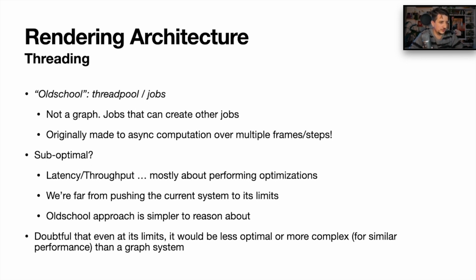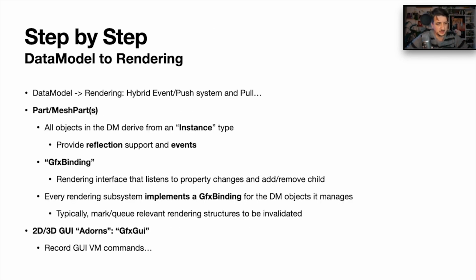Now, there is some discussion on whether or not this architecture is maybe suboptimal. There are some theoretical advantages of a job graph. But in the end, I think that this old school arrangement is simpler to reason about, simpler to work with, and it will serve us for still a very long time. We're very far from pushing the current system to its limits. I'm even doubtful that at its limits it would be necessarily less optimal or more complicated for the same performance than a full-blown graph system. We'll see. Let's have a look at the sequence of rendering step by step.